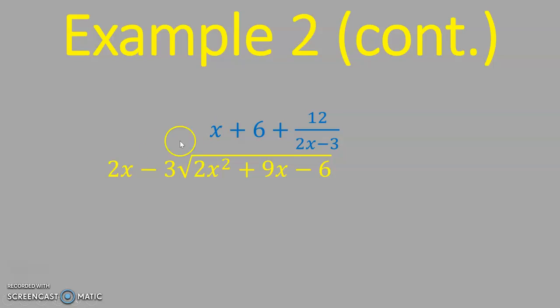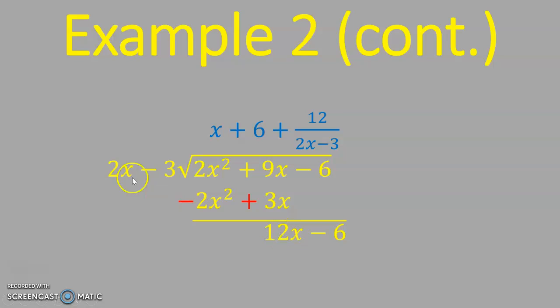Now multiply. X times 2x is 2x squared, and x times negative 3 is negative 3x. But notice again, I changed the signs. X times 2x is 2x squared, but we change it to negative. X times negative 3 is negative 3x, but I change it to positive. I go ahead and subtract or add once you change signs. So that cancels. 9 plus 3 is 12. And I drop that negative 6.